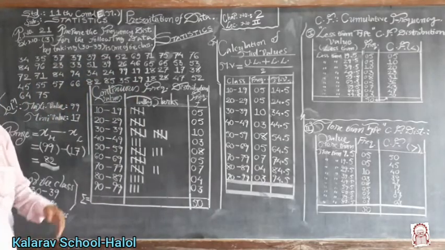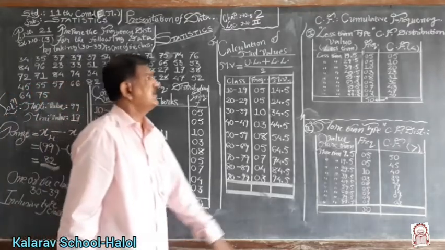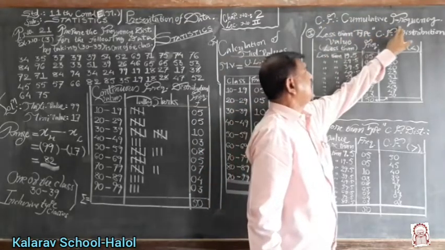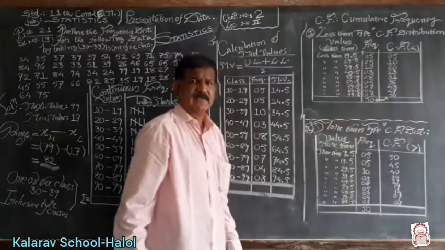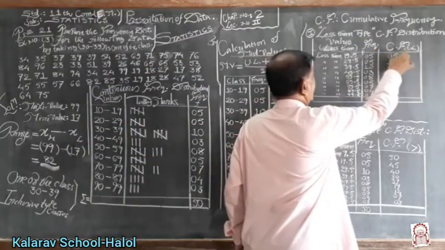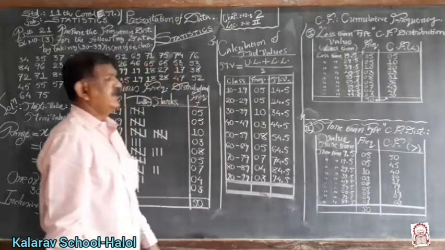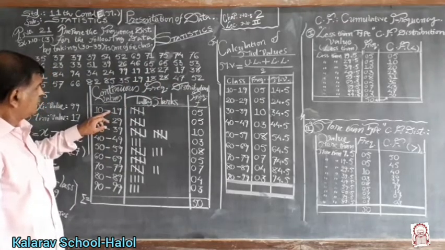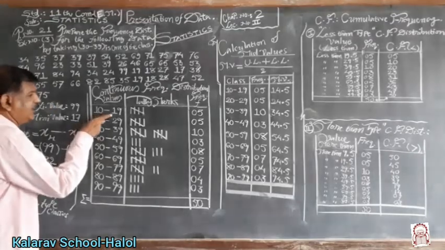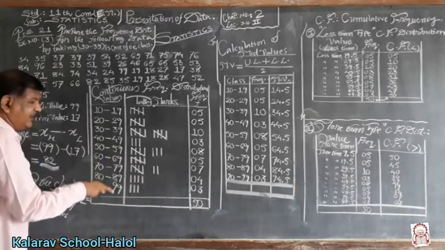Further, how to calculate less than type cumulative frequency and more than type cumulative frequency. CF, the proper meaning of CF is cumulative frequency, to add successive frequencies. This is CF of less than type, and this is CF of greater than, means more than type. In less than type, take upper limit point. These are the upper limits: 19, 29, 39, 49, and so on.